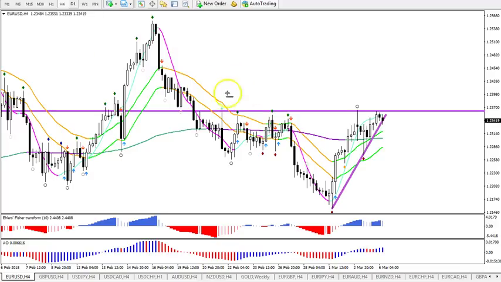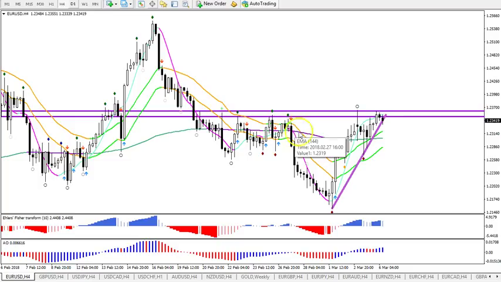We can add another resistance line there. So price is at a pretty sturdy resistance zone, and if it does break above that, there is a good chance of a breakout continuation.